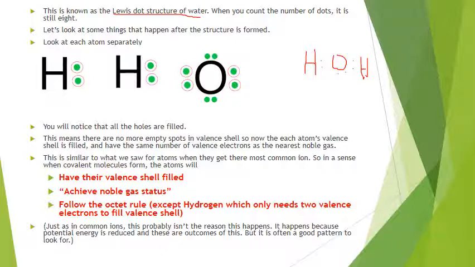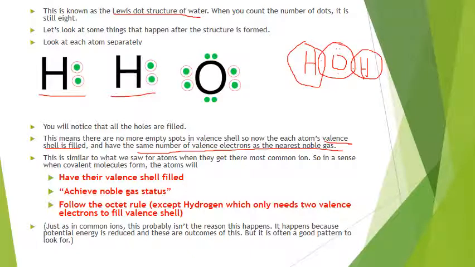Let's look at some things that happen after we form the structure, and let's look at each atom individually. Let's look at this hydrogen here. I drew it out here, and it has 2 electrons. If you look at the oxygen, it has 8 electrons, 4 of them shared, and then this hydrogen here has 2. Notice all the holes are filled. This means there are no more spots in the valence shell, so the valence shell is filled. And when it does this, it has the same number of valence electrons as the nearest noble gas. The nearest noble gas to oxygen is neon, which has 8 valence electrons. The nearest noble gas to hydrogen is helium, which has 2 valence electrons.